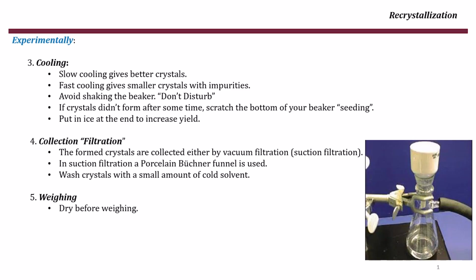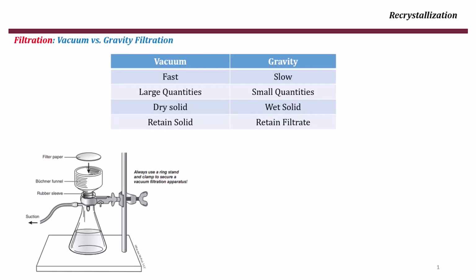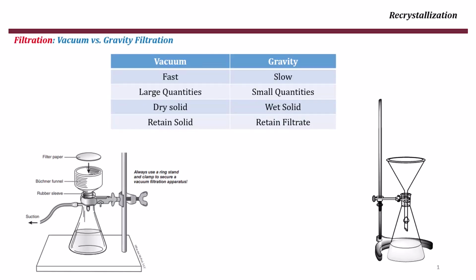The fifth step is weighing. Crystals must be completely dry before weighing to avoid errors. Mistakes to avoid include cooling too quickly, washing crystals with warm solvent, and weighing wet crystals. These mistakes either reduce purity or give artificially high recovery values. Filtration can be done using vacuum or gravity methods. Vacuum filtration is fast and ideal for large quantities, while gravity filtration is slower and better for smaller amounts. Both methods retain solid effectively.